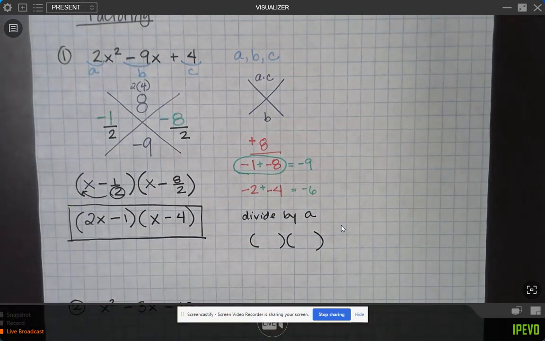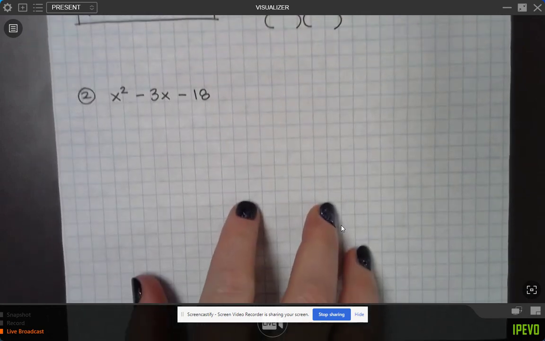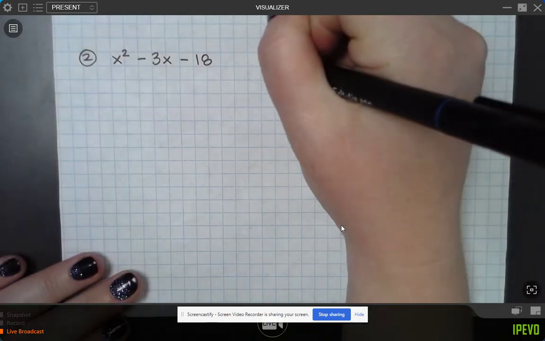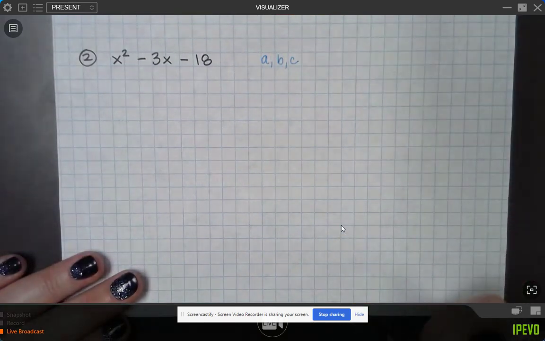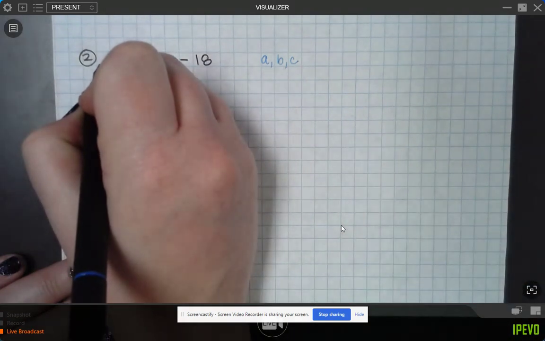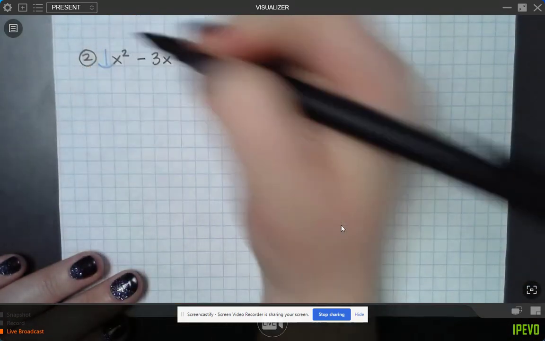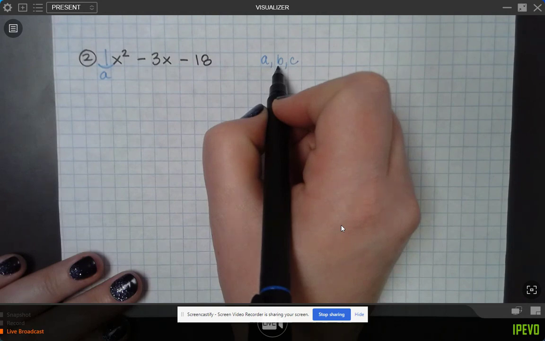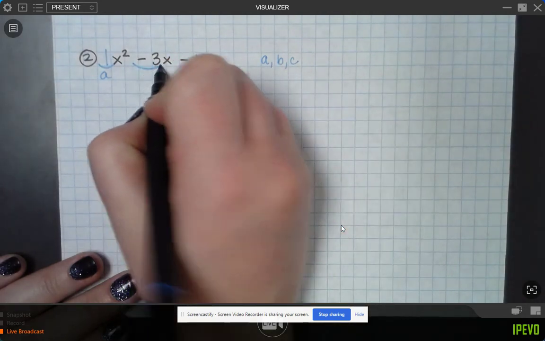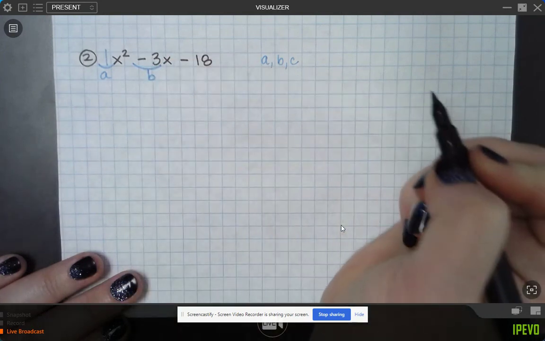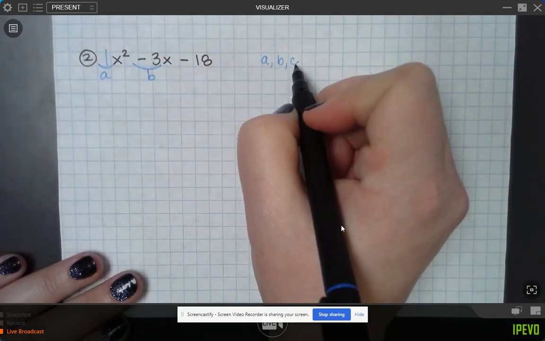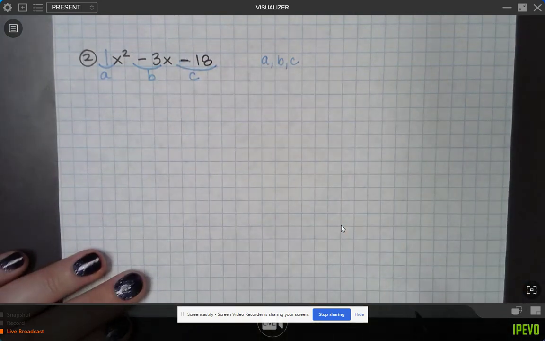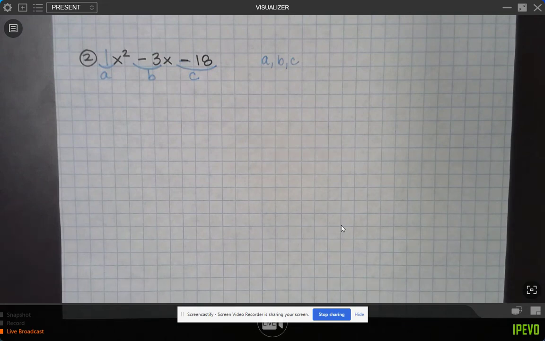We're going to do that same process again, but with number 2. The first thing we want to do when we're factoring is identify the numbers that represent A, B, and C. Now, if there is no number that's visible, it's actually a 1. In this case, A is the number 1. B is the number attached to the x, and in this case, it's a negative number, so B is -3. And my last number represents C. In this case, it's negative. -18 represents C.